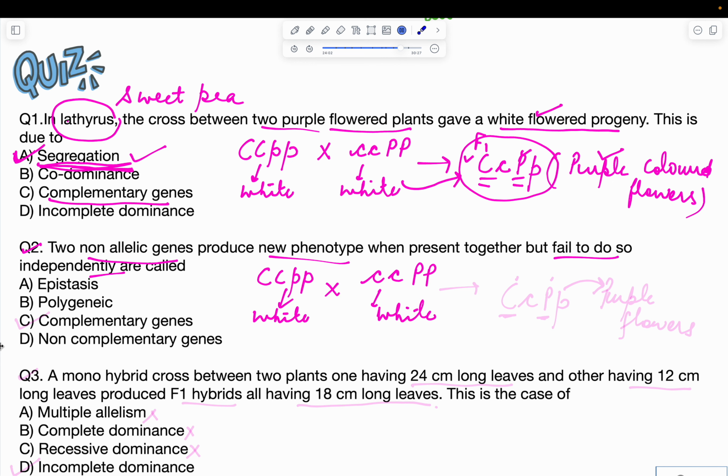But the hybrid, which had both the dominant non-allelic alleles, produced a different, new phenotype, which was purple flowers. Now this is due to complementary gene interaction, right?